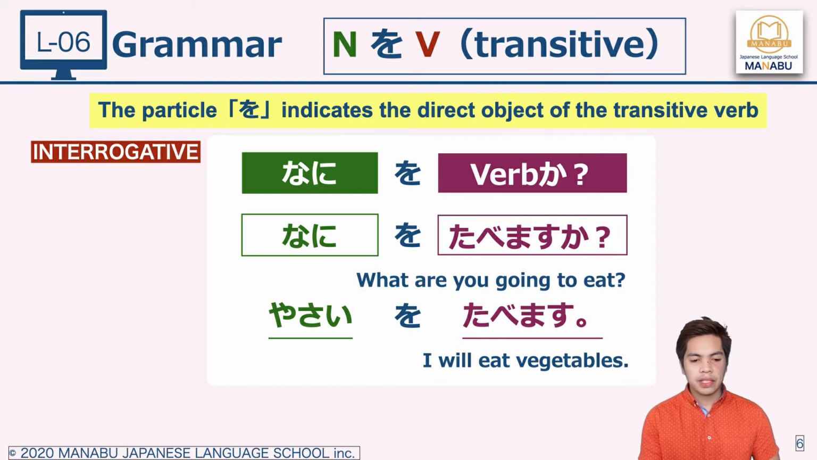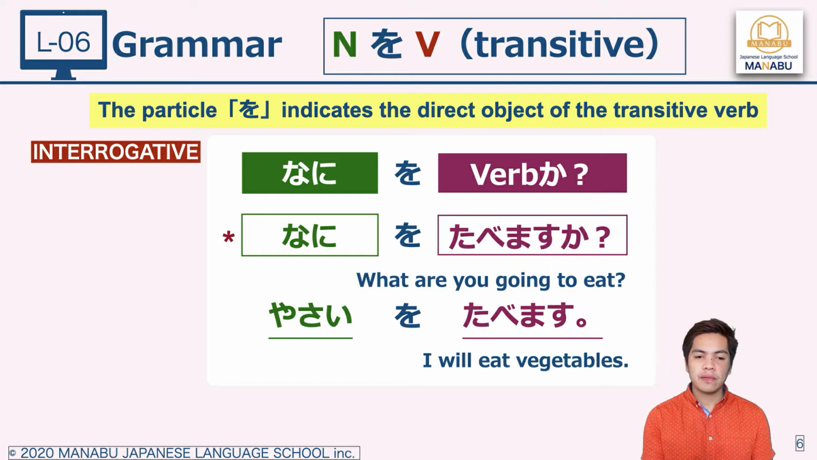So the noun o verb, the noun is an object. So if we use the interrogative nani, nani in English means what? So nani o verb. So when asking a question, we will use the interrogative nani. In our previous example, we said pan o tabemasu. I eat bread. So when asking what did you eat or what will you eat, we will use the word nani. So, let's look at this example.